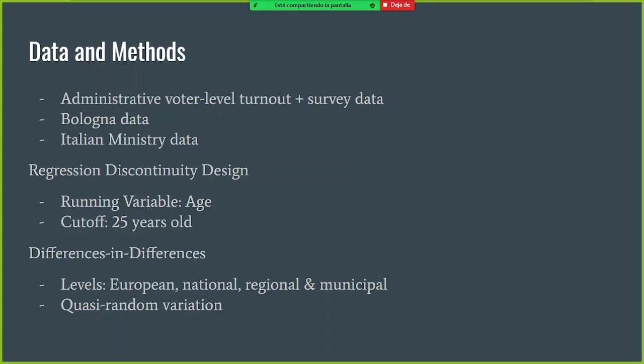Next, the differences in differences experiment tries to estimate the effect of concurrent elections at the different levels, which means they have European elections, national elections, regional, and municipal elections. And the quasi-random variation in this experiment arises from governors probably dying before their end of mandate, or because of national elections ending abruptly.